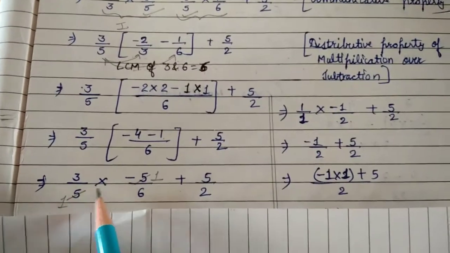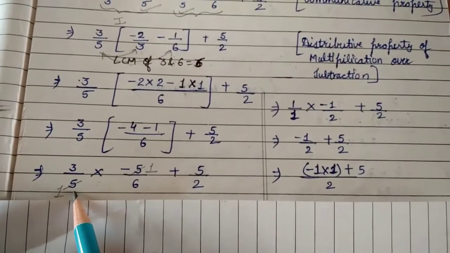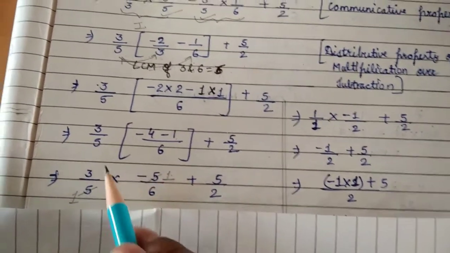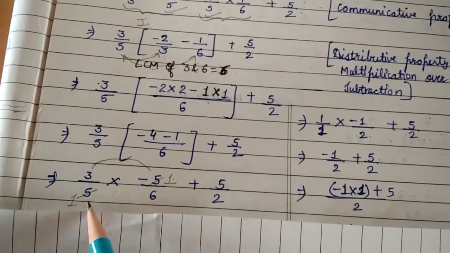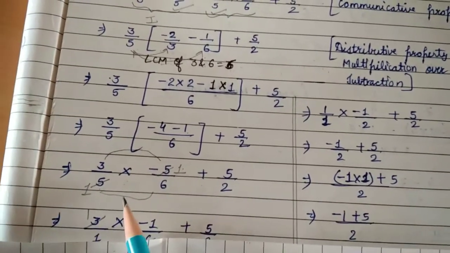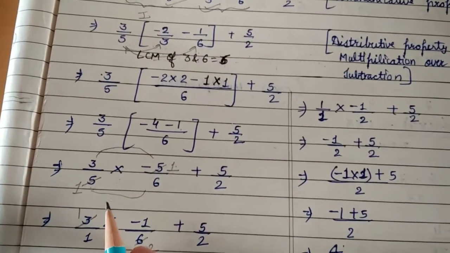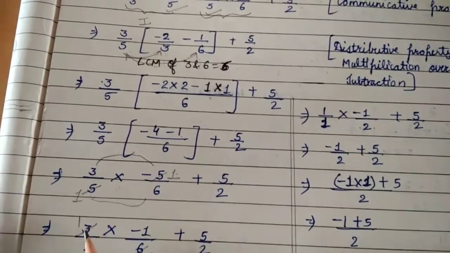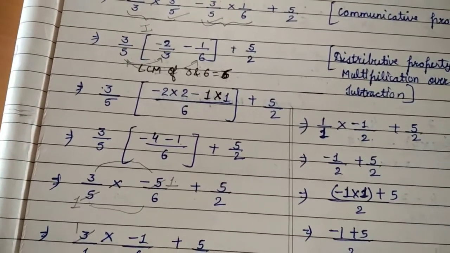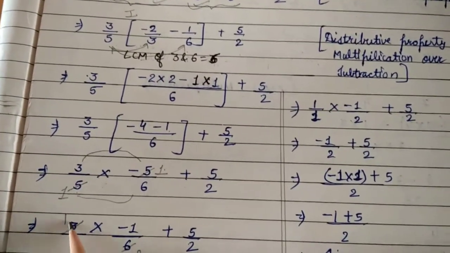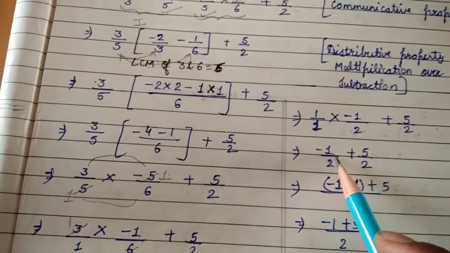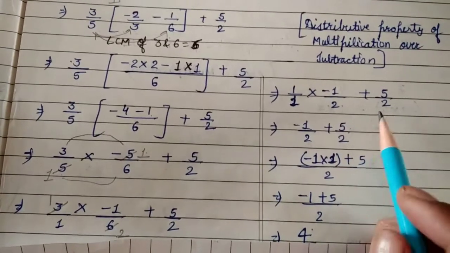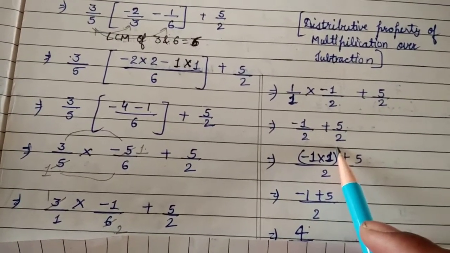That's why we can reduce numerator and denominator. Okay. So 5 ones are 5, 5 ones are 5. Now we will simply multiply numerator to numerator, denominator to denominator. One more thing, beta, 3 and 6 are also cancelling each other. Okay. Now we will multiply numerator to numerator, denominator to denominator. So 1 into 1 is minus 1 and 1 into 2 is 2. So minus 1 upon 2 plus 5 upon 2 will remain the same.